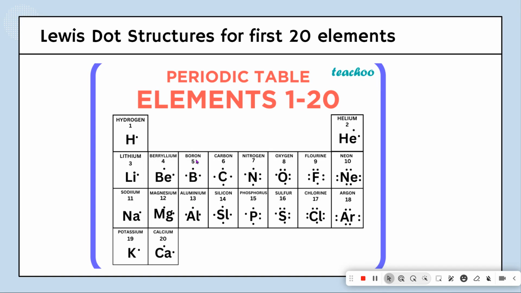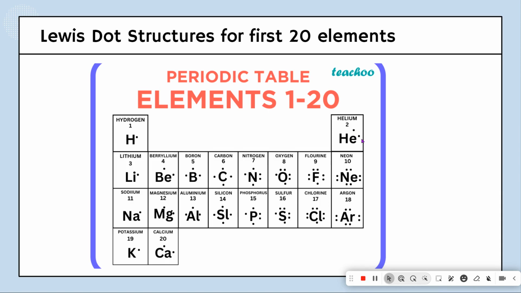Notice then, boron and aluminum are in group 13. They each have 3 valence electrons. Carbon and silicon are in group 14. They each have 4 valence electrons. So this continues. Now, there's a little thing you need to pay attention to when we get over here to the noble gases. Neon and argon, they're in group 18. They both have 8 valence electrons.